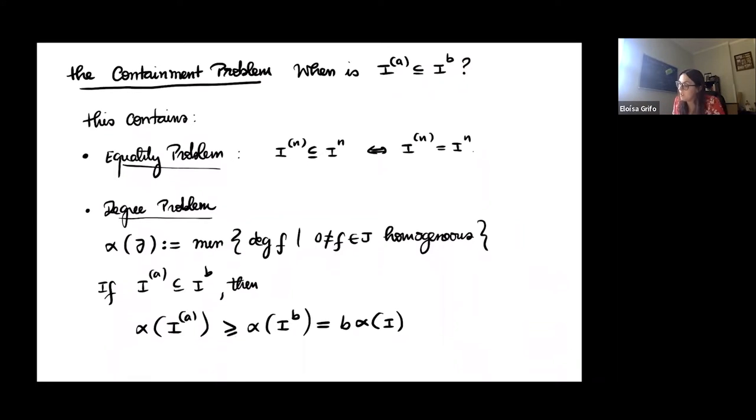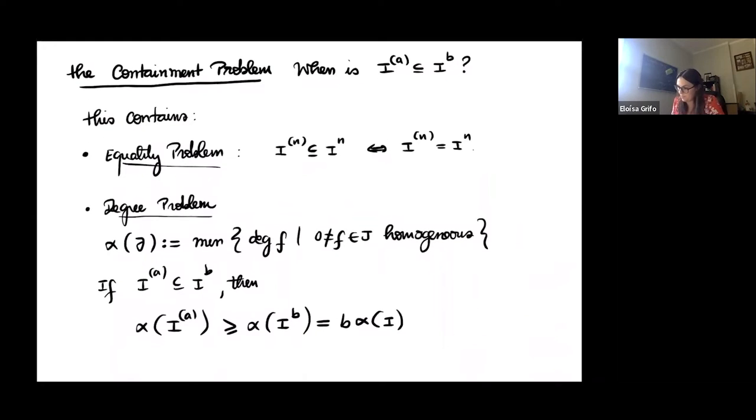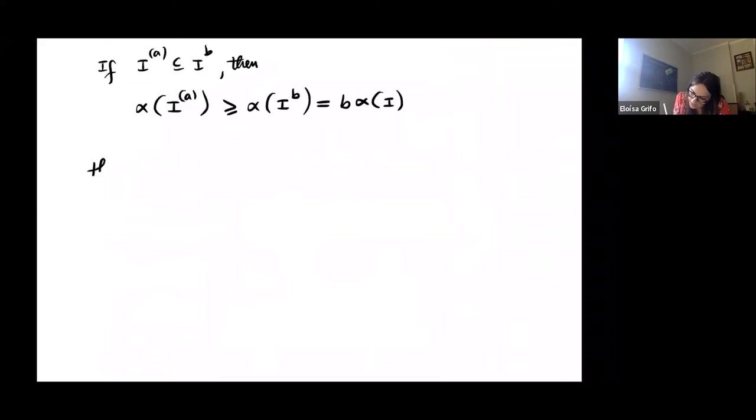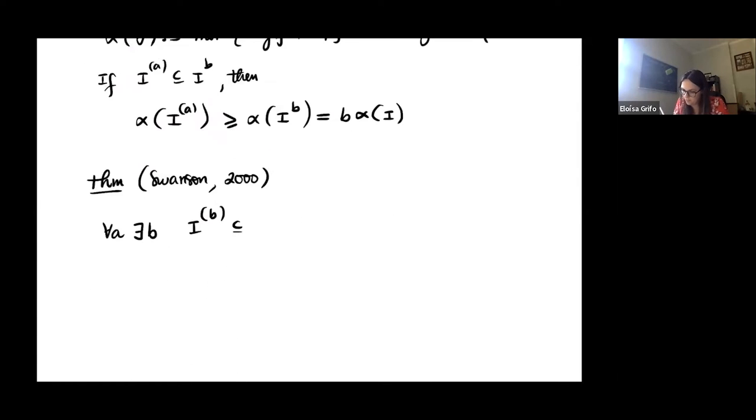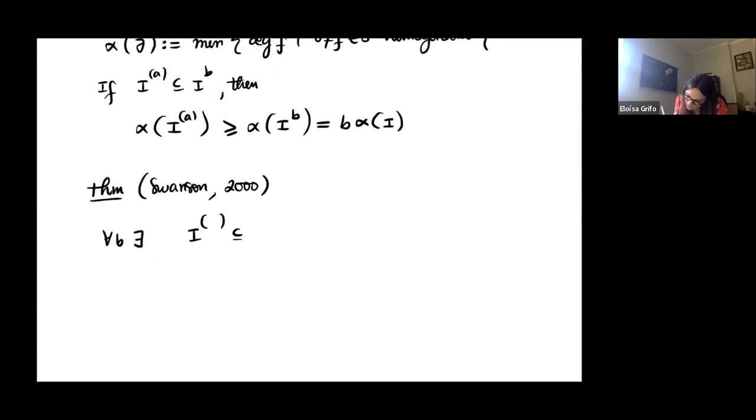Maybe for the purposes of time, I won't write things so precisely, but let me tell you about a theorem of Swanson's, which was published in 2000, which essentially says that there exists an answer for the containment problem. So let me put it like this. For all A's, there's a B. Oh, I think I'm switching the letters, aren't I? No. For all B's, there exists an A. So really, there's an answer to the containment problem for all powers for this given I. So maybe let me clarify that I mean given I.